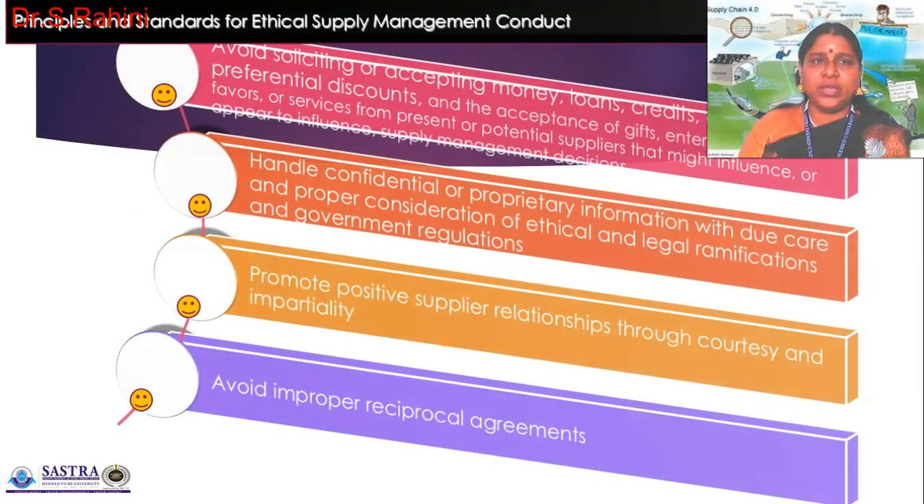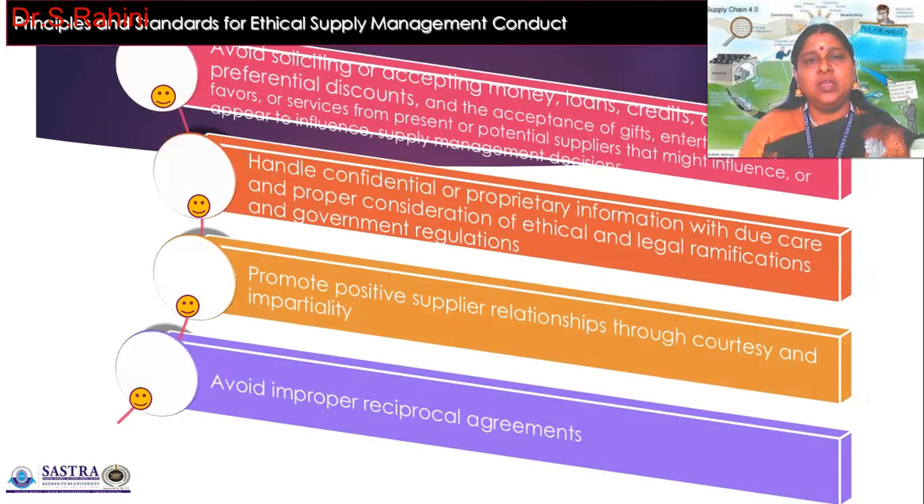The reason I talk about ethical behavior is that when you are formulating your principles, you should know about all these matters. Principles and standards for ethical management conduct should be there. For that, avoid soliciting or accepting money, loans, credits, or preferential discounts, and the acceptance of gifts, entertainment, favors, or services from present or potential suppliers that might influence your management decisions. So don't try to accept that.